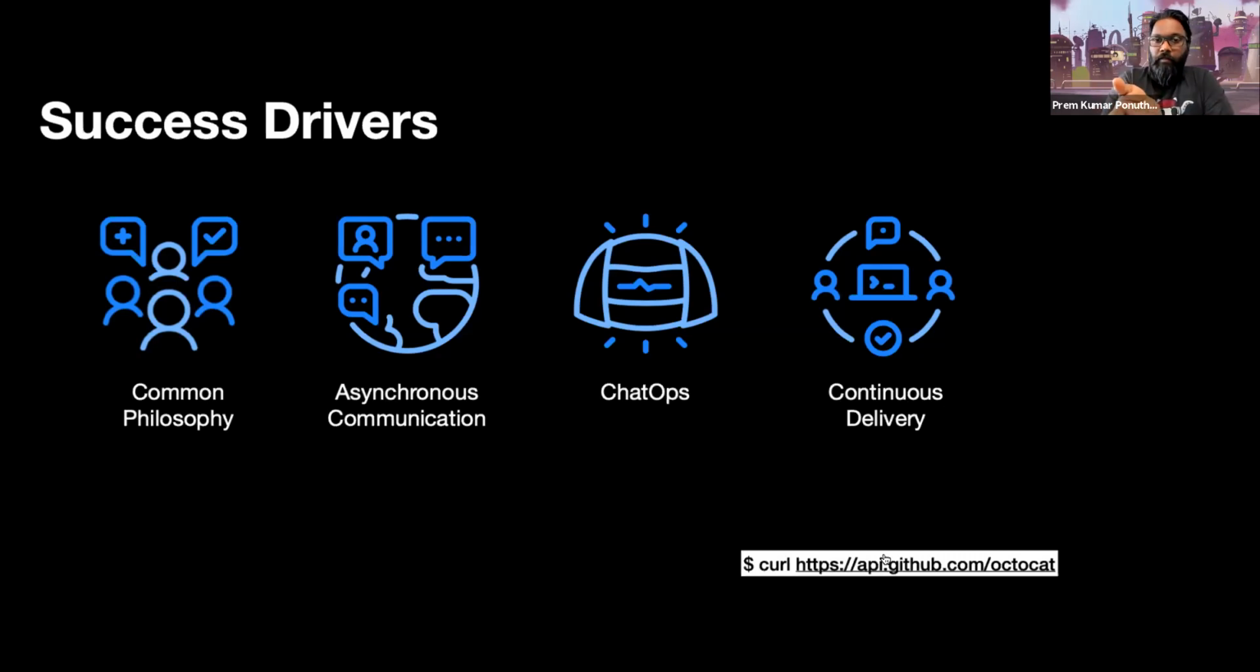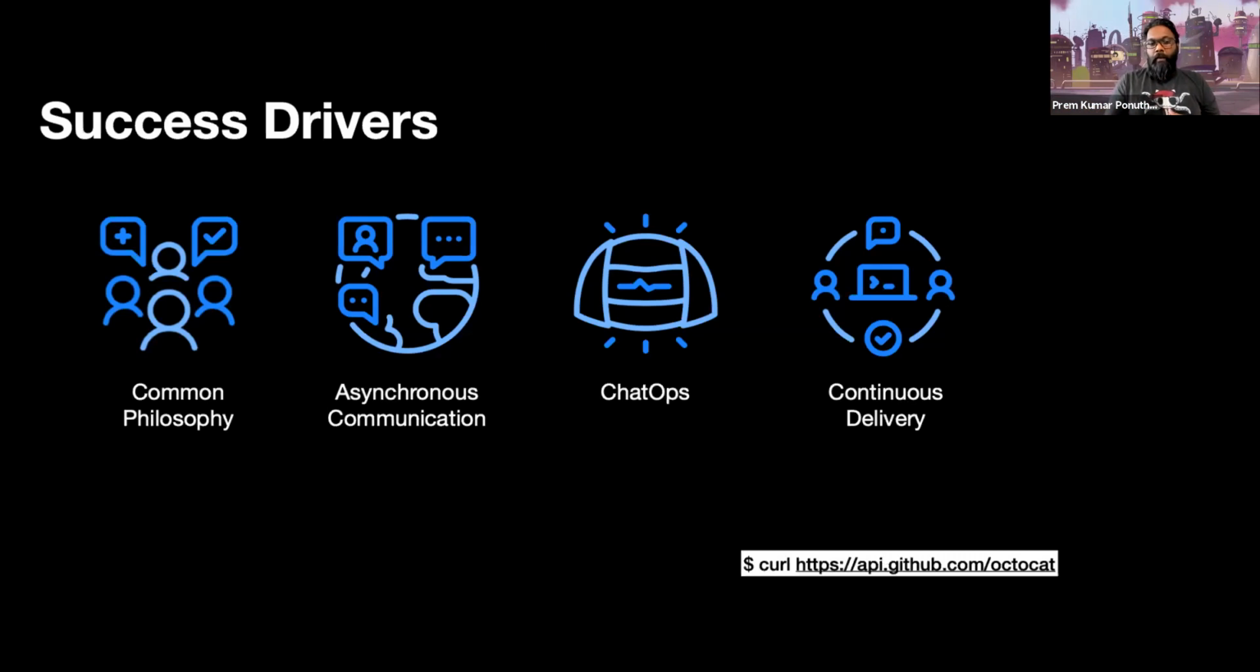Along with the asynchronous communication, we also have automations through ChatOps that we do through Slack channels, which helps us in our continuous delivery and integration journeys and the pipelines that we are going to build, right? So these are the four summarized success drivers.